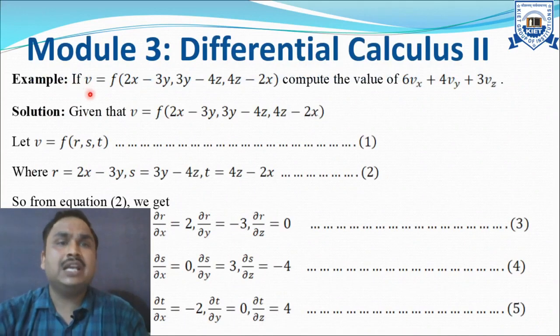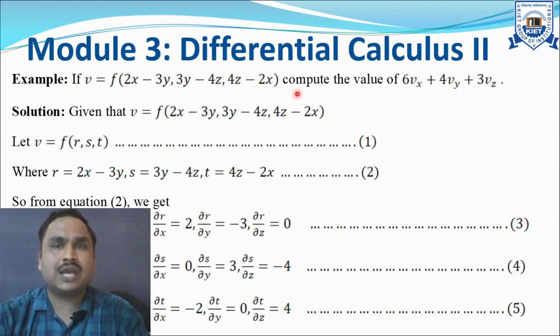Next example: if v equals f(2x minus 3y, 3y minus 4z, 4z minus 2x), compute the value of 6vx plus 4vy plus 3vz. Here we are given that v equals a function of 2x minus 3y, 3y minus 4z, 4z minus 2x.